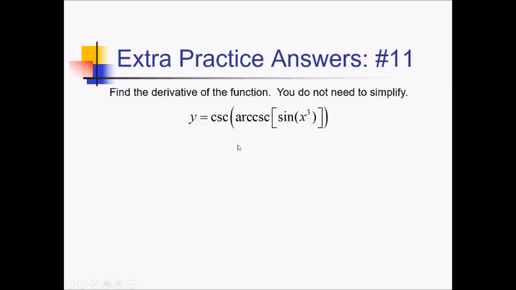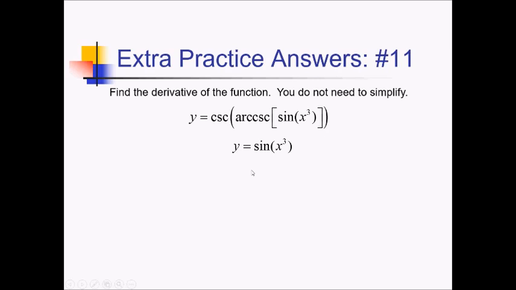For this problem, it's looking like we're going to have a big nasty chain rule. But if you notice here, we've got cosecant of arccosecant. Those are inverses, so they actually cancel out. We can rewrite this as just sine of x cubed. And it's still going to be a chain rule, but a little bit nicer now.